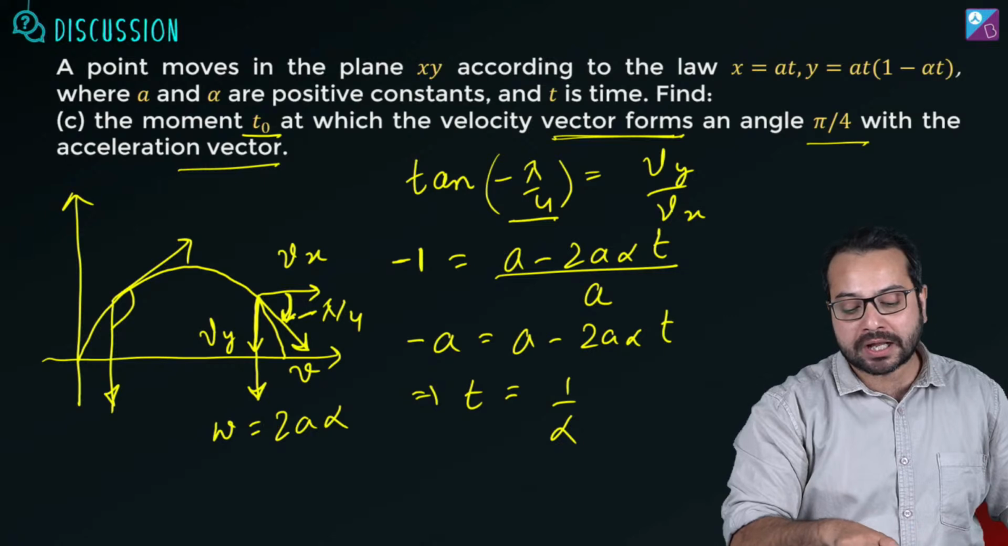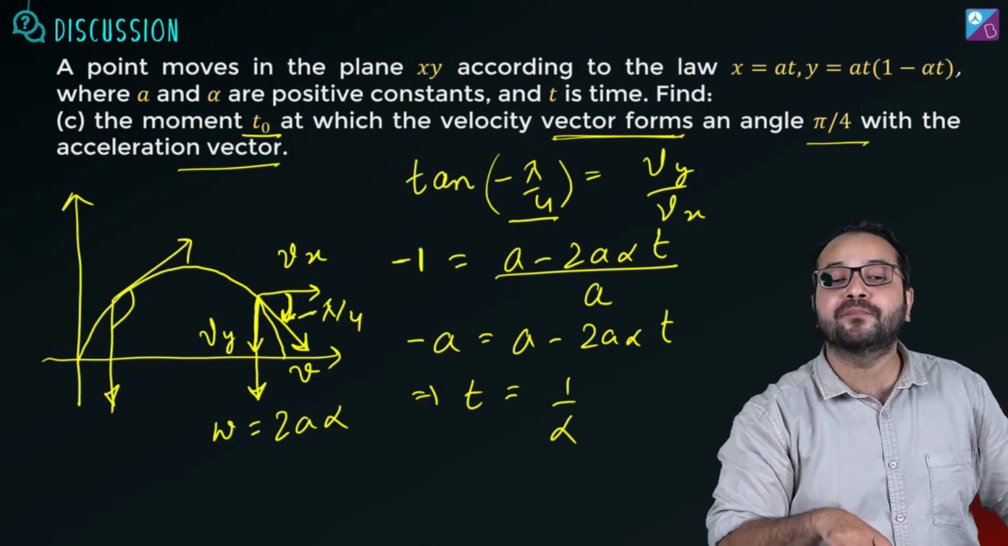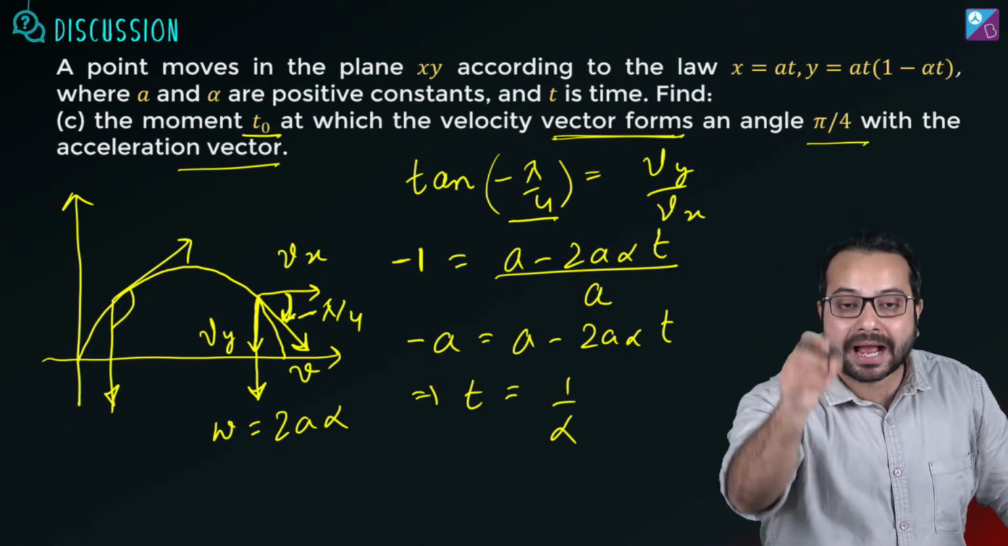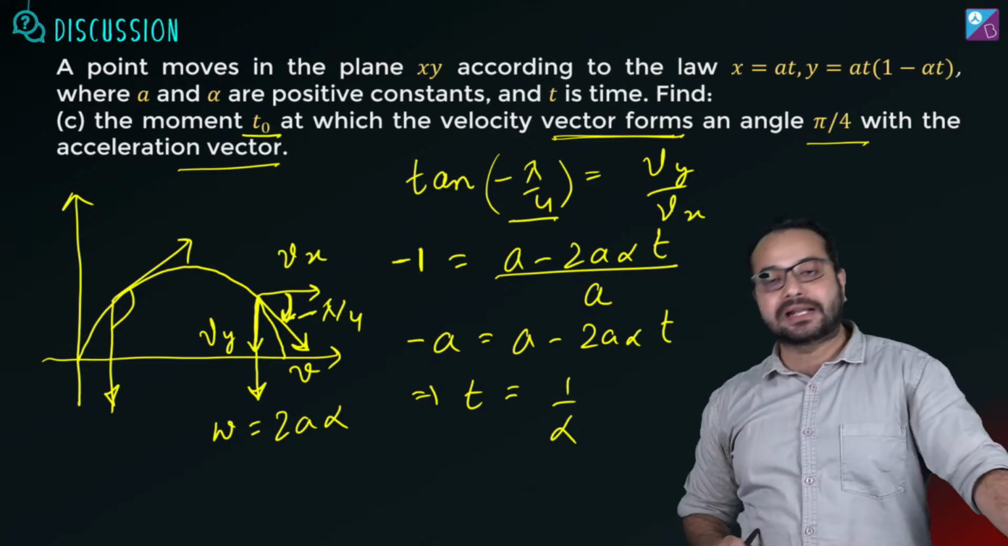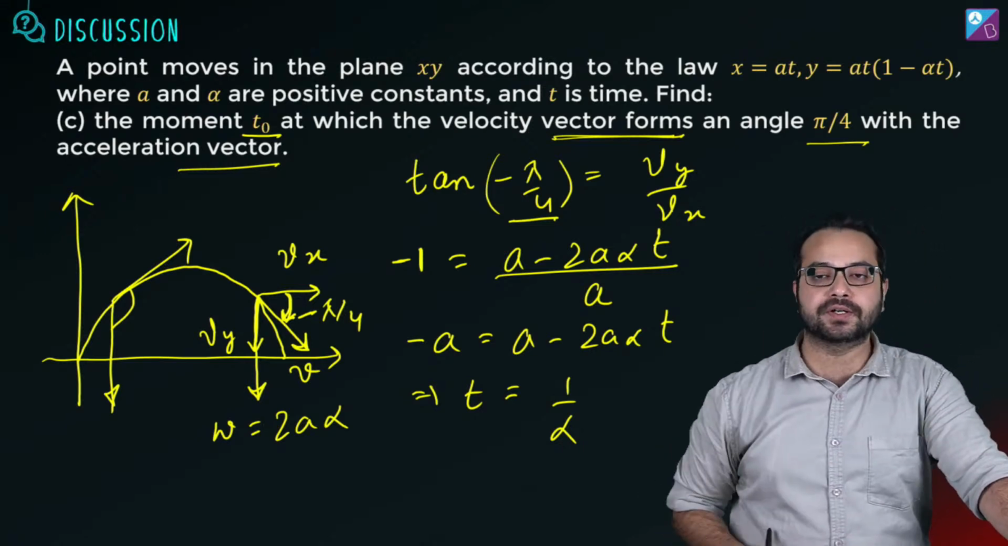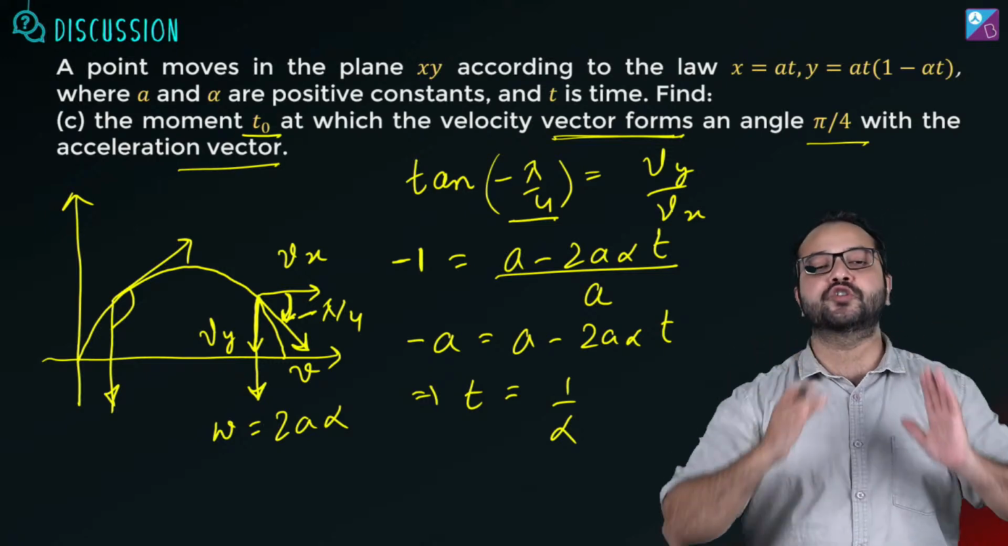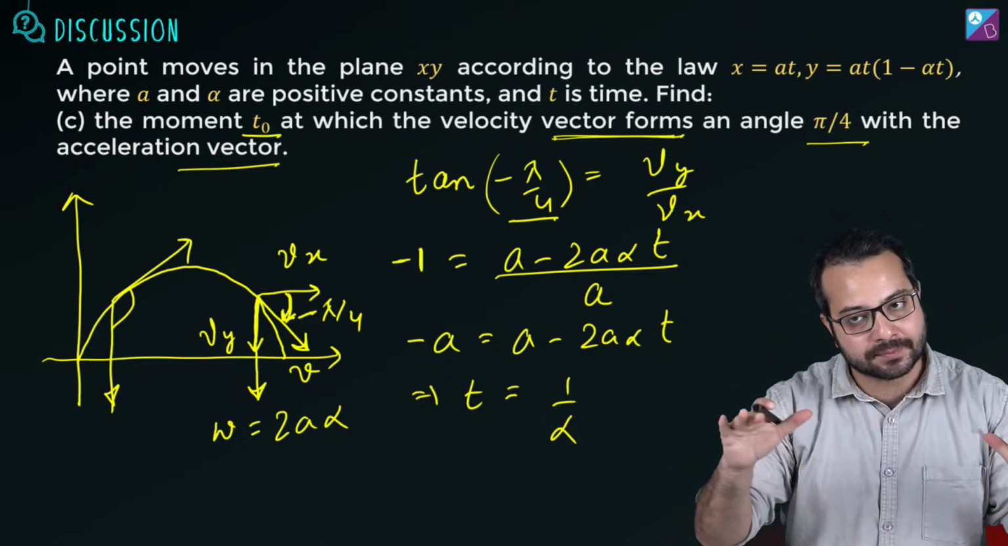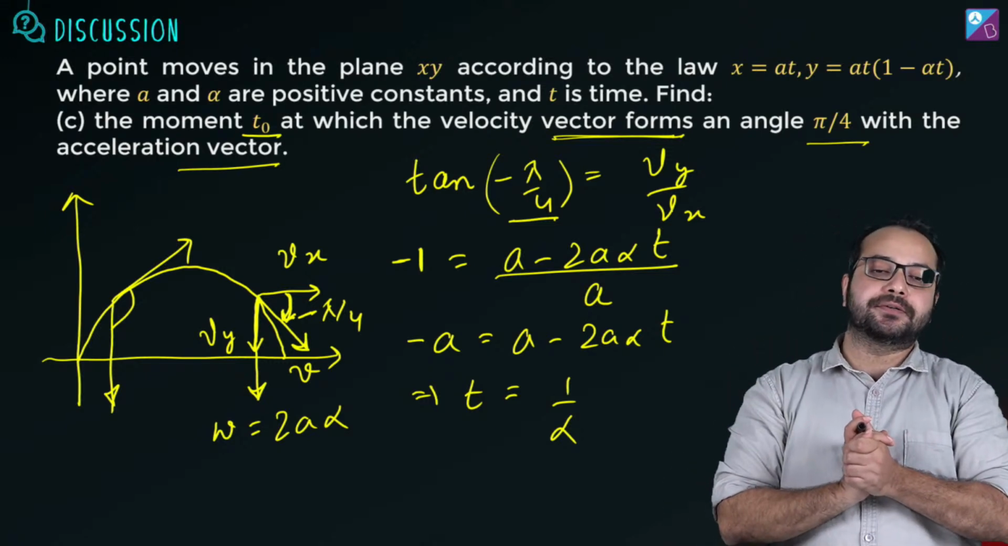But if you don't want to do that, you can say that the tan of pi by 4 will be equal to the magnitude of Vy divided by the magnitude of Vx. That also works. Okay? But we should not make this mistake. ये concept clarity आपकी होनी चाहिए.